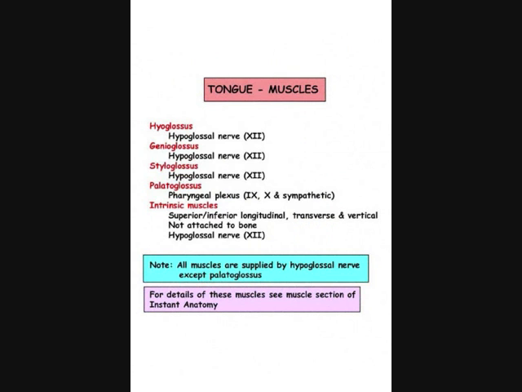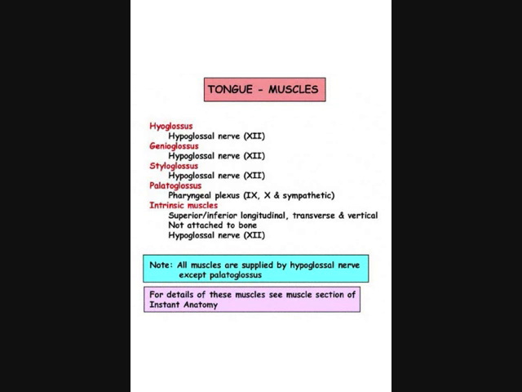And lastly is the odd man out. This is the palatoglossus, which comes from the posterior edge of the hard palate and runs down into the posterior lateral surfaces of the tongue. This should be regarded as a palate muscle as opposed to a tongue muscle because it's supplied by the pharyngeal plexus, which we define as 9, 10 and sympathetic.